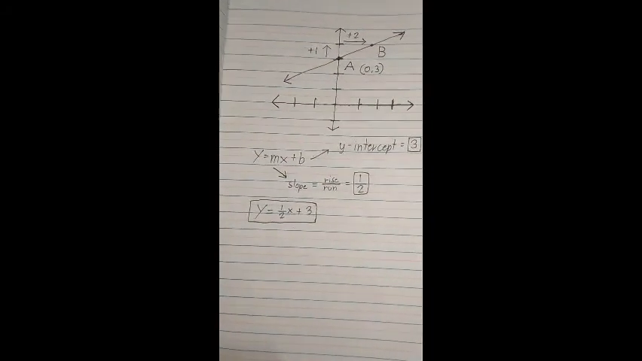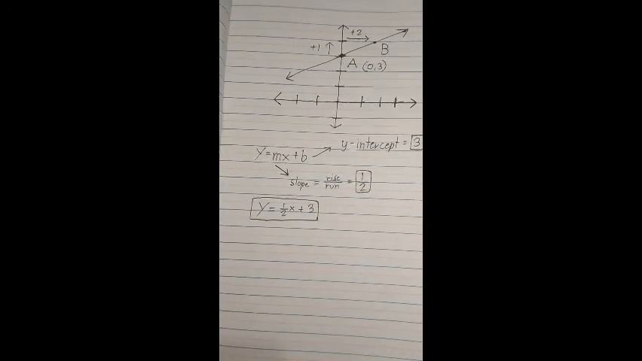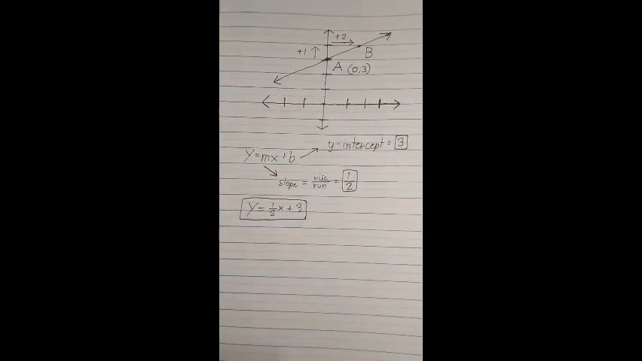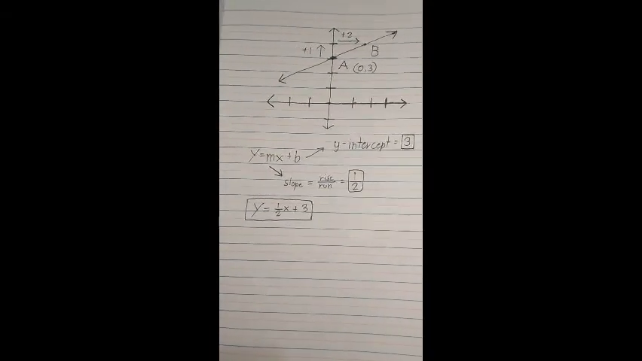We substitute these values into our formula for m and b to get y equals 1/2 x plus 3. So the equation of the given line in slope-intercept form is y equals 1/2 x plus 3.